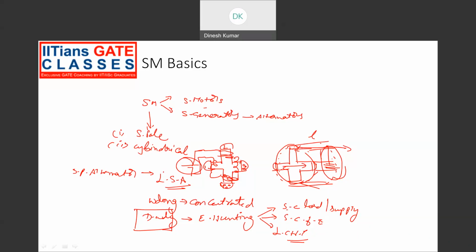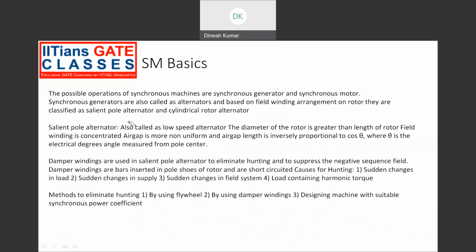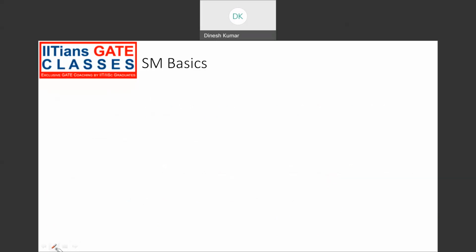We'll go to the next slide. So this is what I have discussed in the earlier slide: the operation of synchronous machine, classification of synchronous machine based on structure, and why we need a damper winding in a salient pole synchronous machine. We'll talk about the cylindrical rotor synchronous machines.